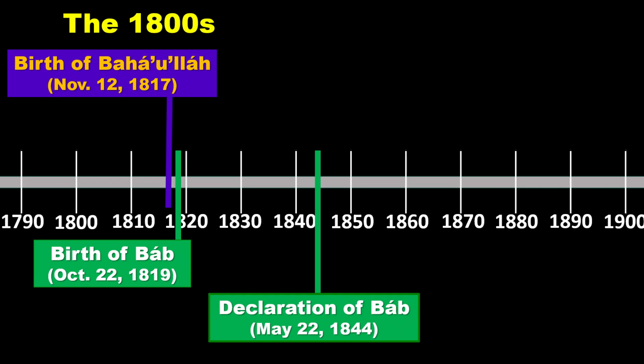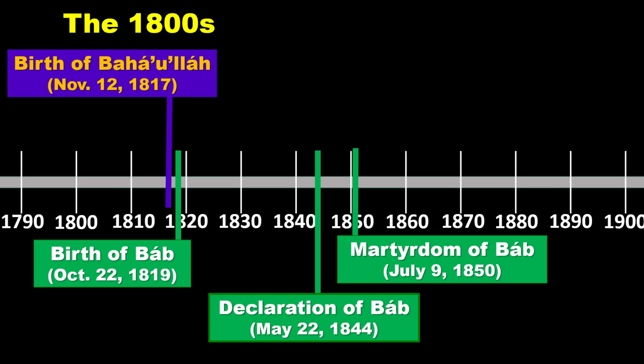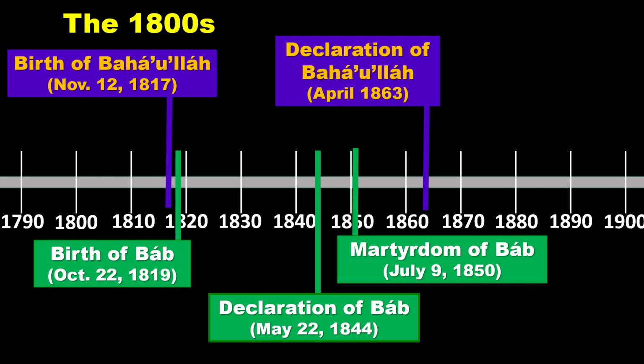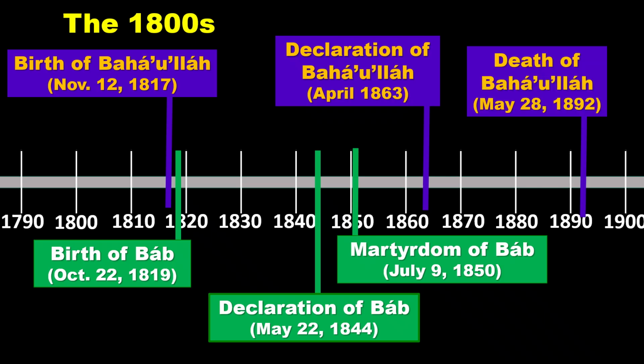The next thing on the timeline as we go right is the declaration of the Bab of his divine identity and purpose. That was on May 22, 1844. Next, as we go to the right, we see that the Bab was martyred on July 9, 1850, at the age of 31. He truly was a sacrificial lamb foretold in Revelation. Next, on the timeline as we go right, Baha'u'llah publicly declared his divine identity in April of 1863, and then the event of Baha'u'llah's passing at the age of 75 in 1892 in the Holy Land outside of Akka.